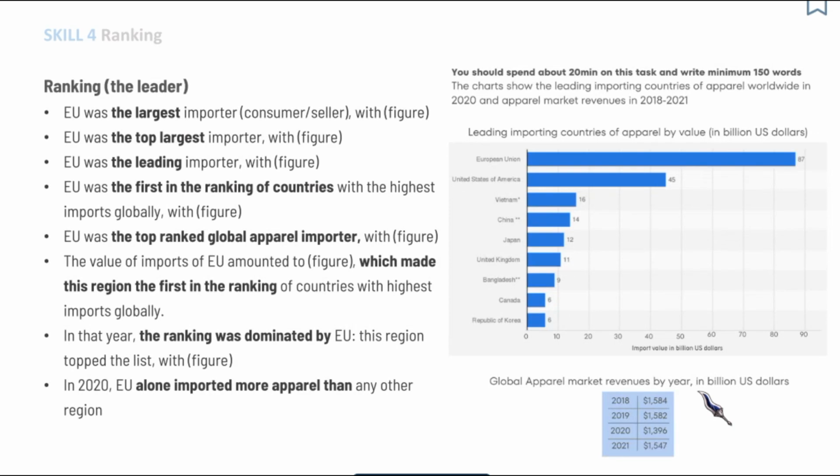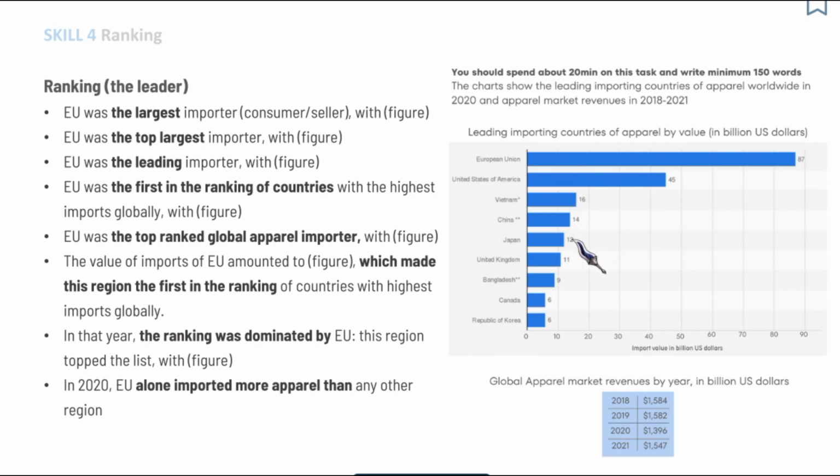First, let's talk about how we can talk about the leader. In our bar graph, there is an obvious leader, which is the European Union, and the value of imports was 87. So here there are different ways how we can express this idea. So EU was the largest importer. If you are talking about consumption, you can say consumer, or maybe seller in a different situation, or exporter. It will totally depend on the graph.